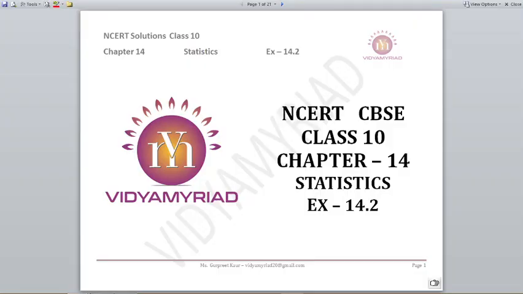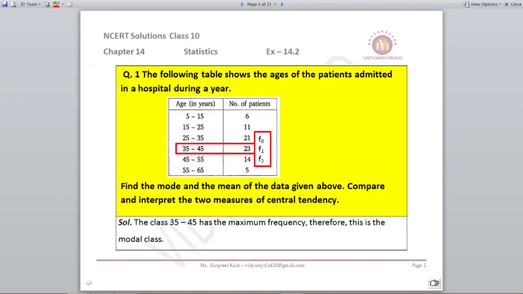This video is made for class 10 on chapter number 14 statistics, and today we are going to begin with exercise 14.2 from NCERT. Let's begin with question number 1. The following table shows the ages of the patients admitted in a hospital during a year. So ages are given and number of patients are given.